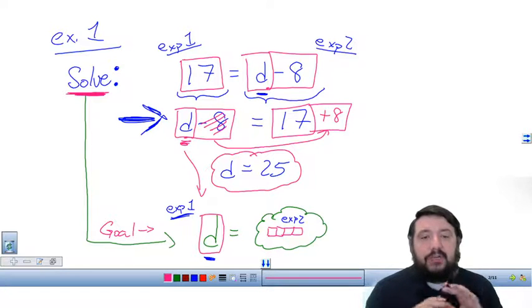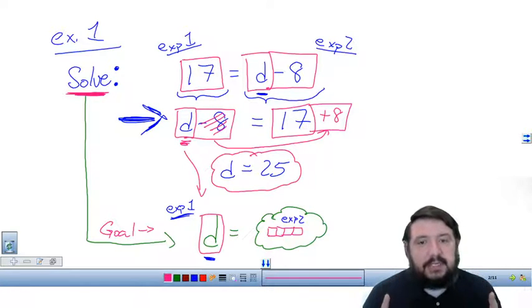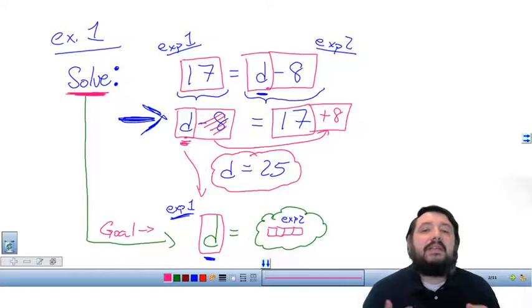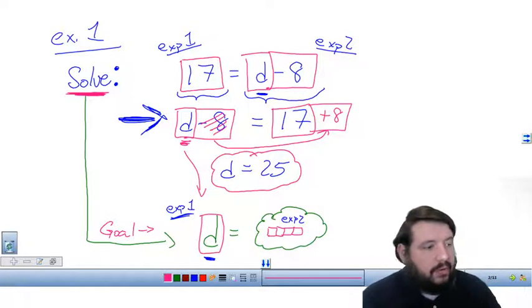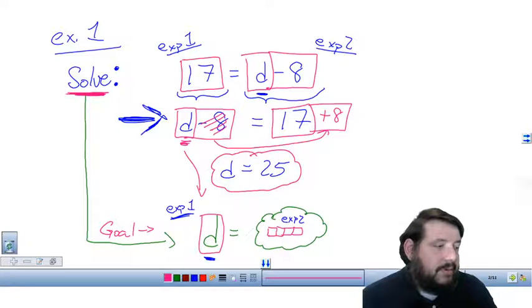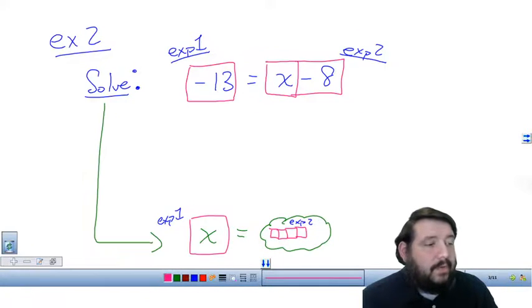Again, if you switch the expressions, you do not have to change the signs. You only have to change signs if you're moving a term from one expression to another expression, only a whole term. The rest of the time, you don't have to worry about that. Let's try it one more time.